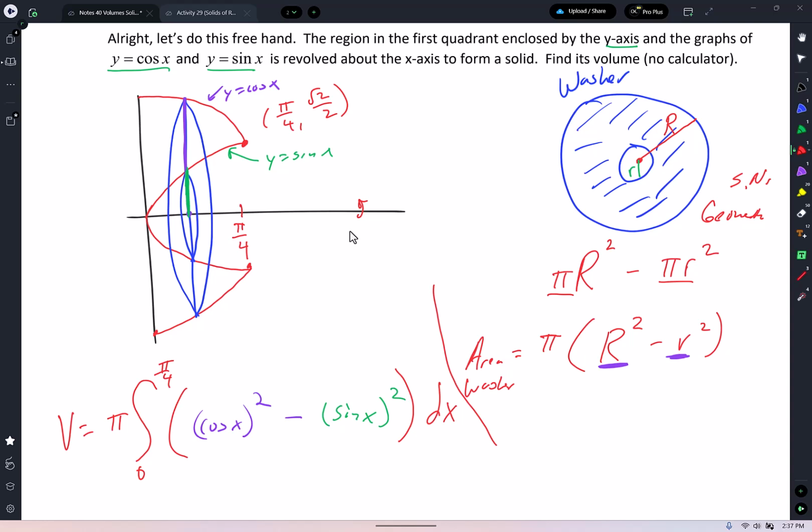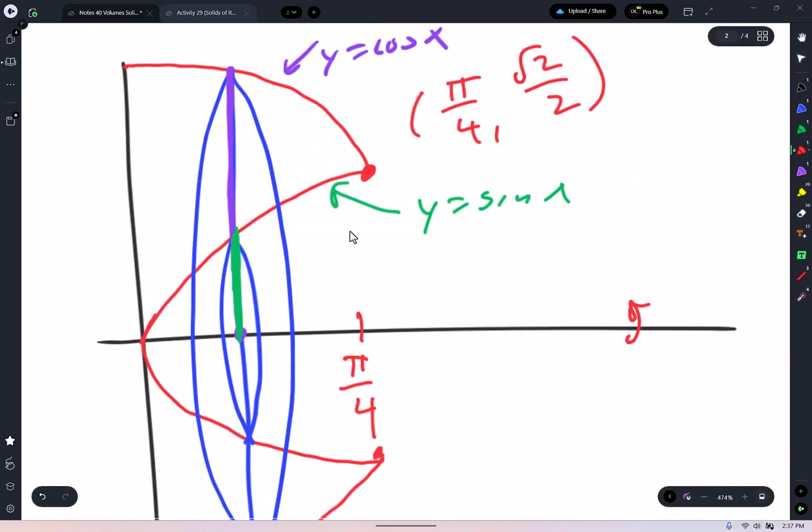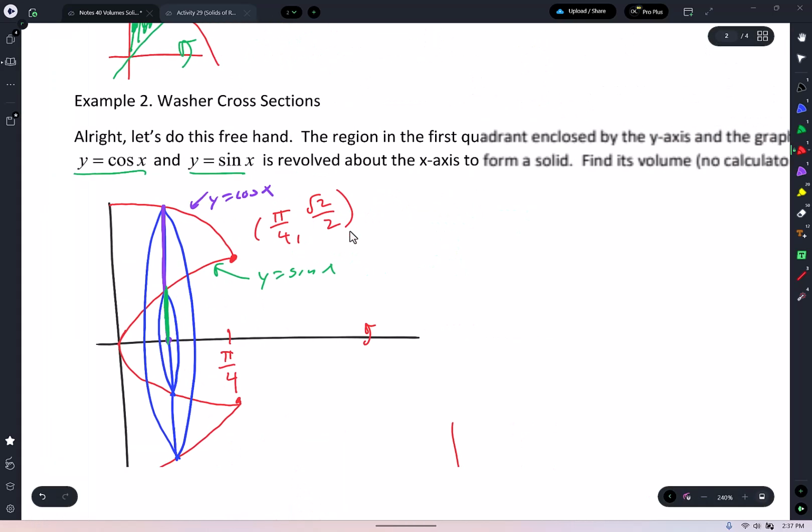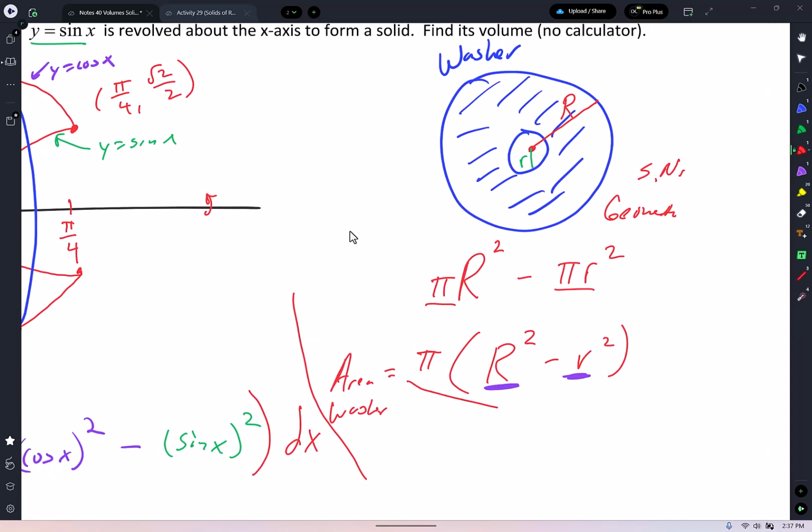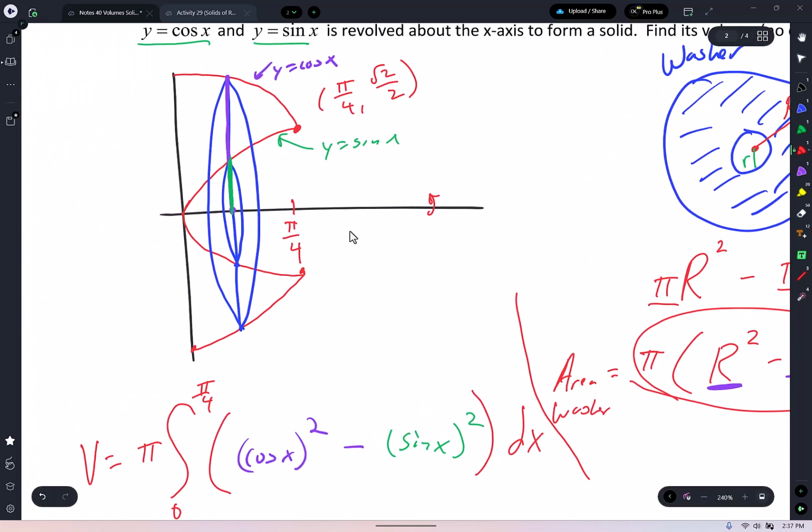No, cosine is my big R. Well, yeah, the big radius. See, do you see this guy? The distance from the x-axis to the top of that curve. That's the big R. So, look, and this is my area. That's what we did yesterday, right? This is my cross-section area. So my big R is the cosine x, and the little r is the sine x. Yeah, because it's just a constant pi. You can leave it on the inside if you want.